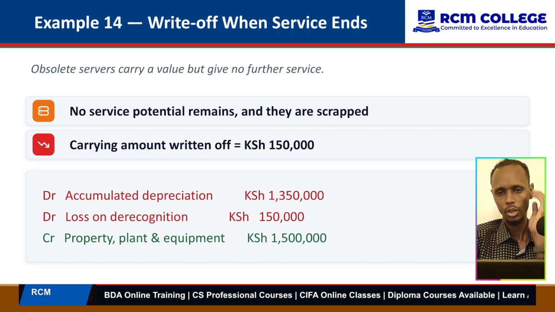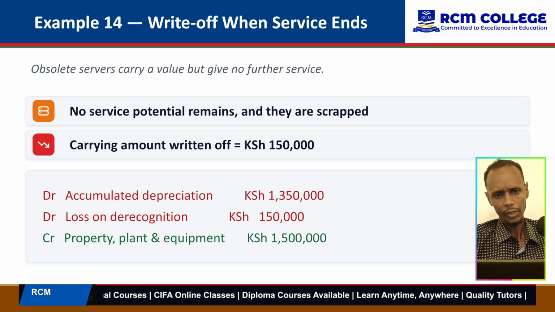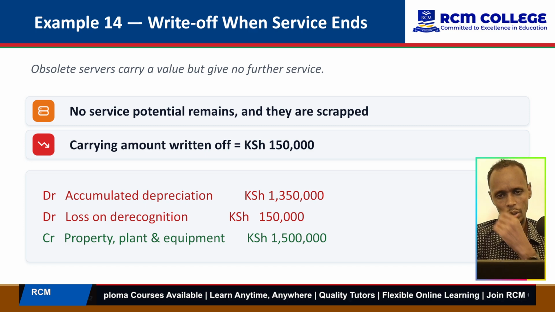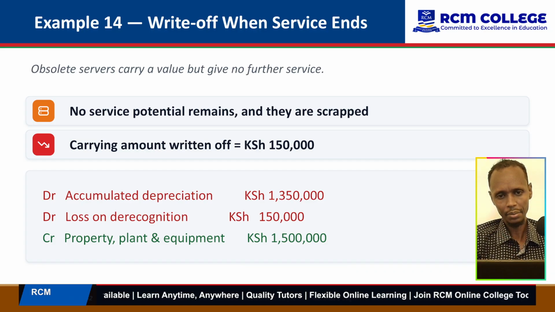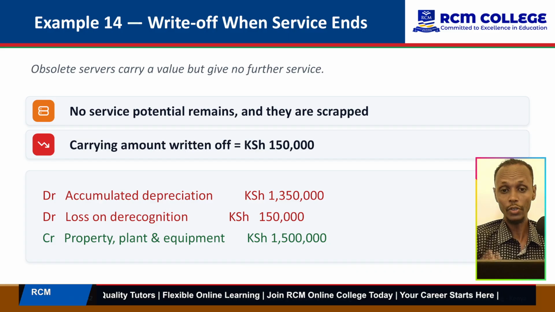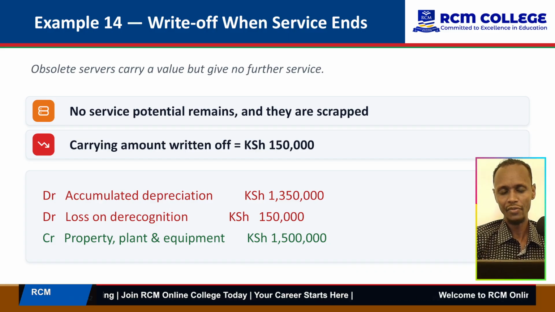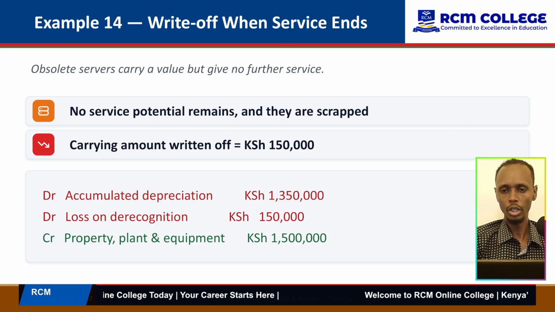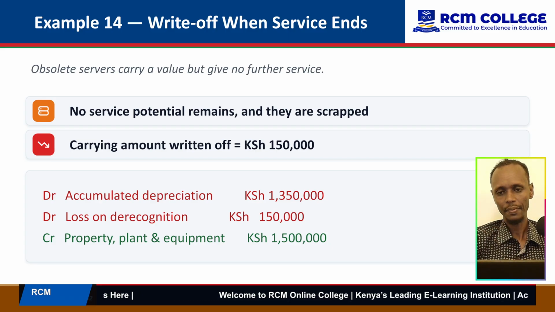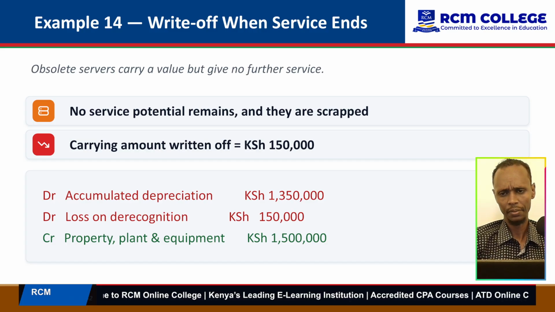So, write off when service ends. Obsolete assets carry a value but give no further service. No service potential remains and they are scrapped, so the carrying amount is written off. If there is no service potential but you can sell in the market, then you will at least hold some figure in your books. You only look for impairment. And by the way, IPSAS tells us, even if an asset is idle, you don't stop depreciating that asset.